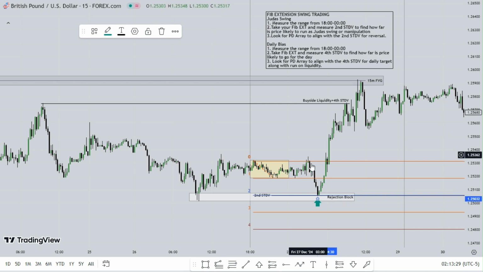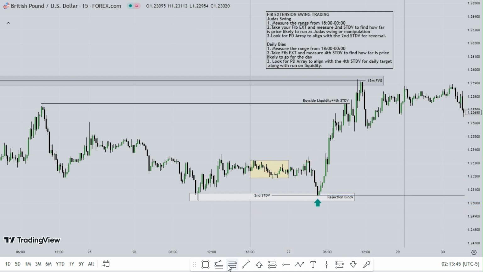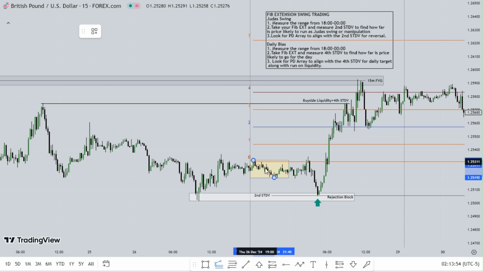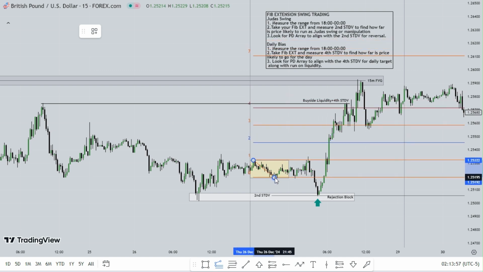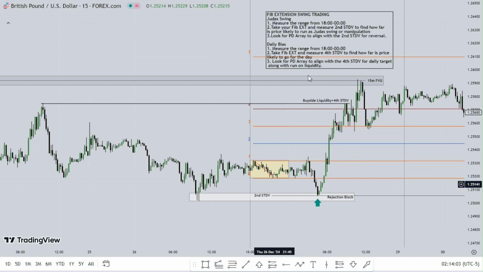The minute you figure out how far the price is willing to go for Judas, you're going to need to find how far the bias of the day is likely to go. So I'm going to remove this fib retracement, and now I want to find how far the price is likely to go. I'm going to measure from this low to this high here, and then back again right here. There it is. So now we found the second standard deviation.